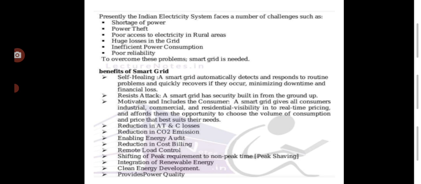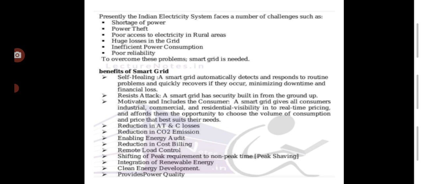Then resist attack. It means a smart grid has security built in from the ground up, and then it motivates and includes the customers. A smart grid gives all consumers, industrial, commercial, and residential, visibility into real-time pricing and offers them the opportunity to choose the volume of consumption and a price that best suits their needs.